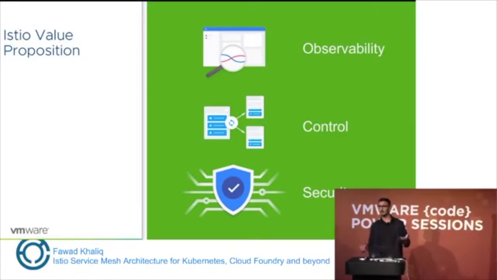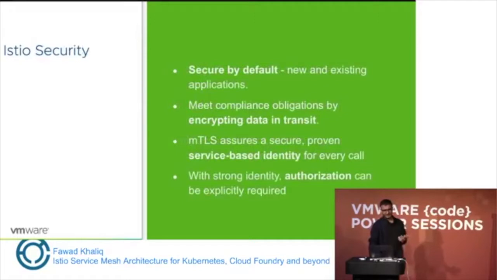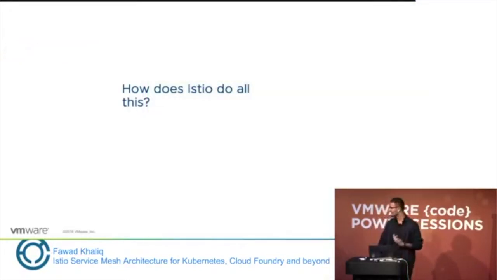And also the security: when two applications are talking to each other, how do we ensure that no one from outside can come and talk to your application? For that, you can have mutual TLS-like capabilities. So I'll talk about the observability, control, and security aspects. How does Istio do all that I just talked about?